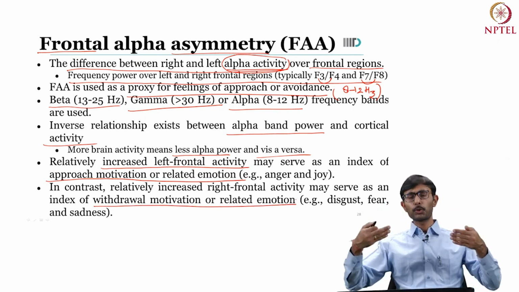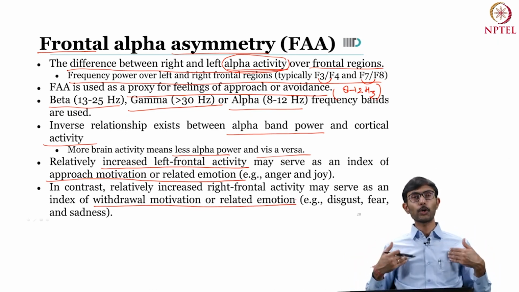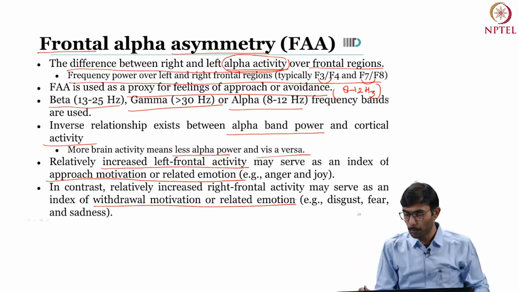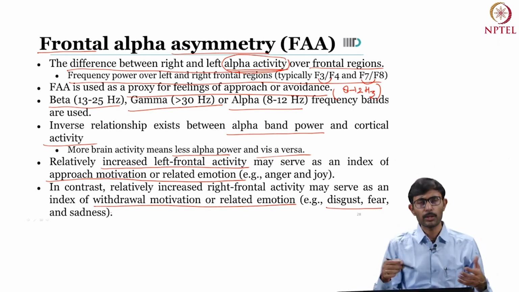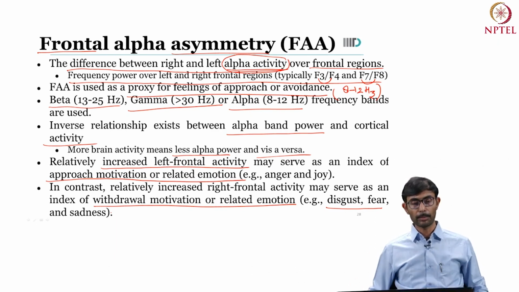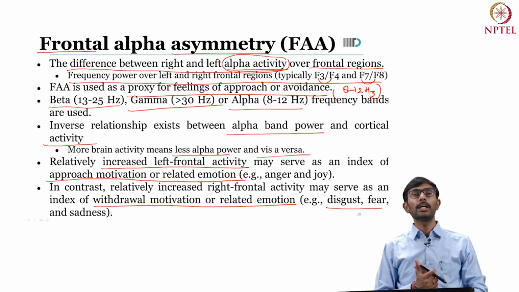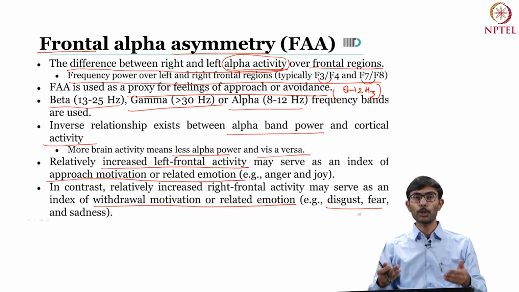Withdrawal motivation, so you are experiencing a negative emotion, and then you are trying to withdraw from the stimuli or from the event, which in turn represents that you are feeling disgust, fear, sadness, and so forth, right? So now you can see how beautifully the frontal alpha asymmetry works. Again, I will summarize it. Basically, the frontal alpha asymmetry is used as a proxy or as an indicator of approach or withdrawal.